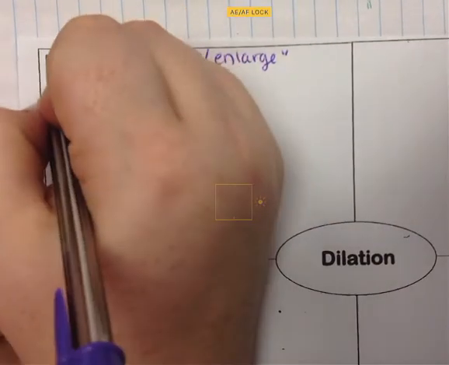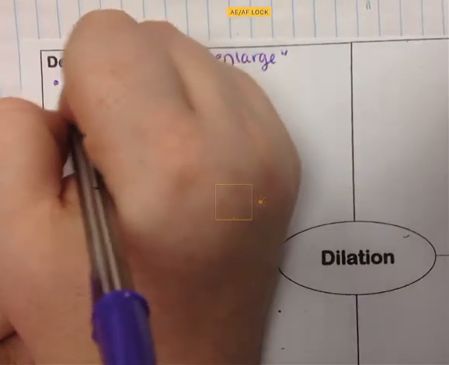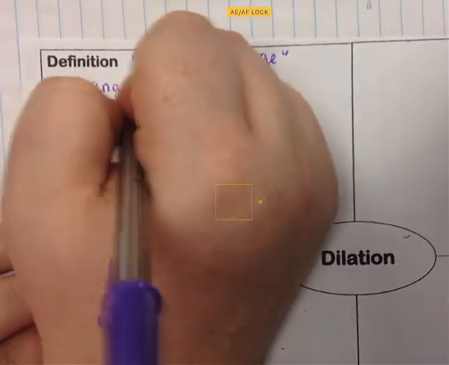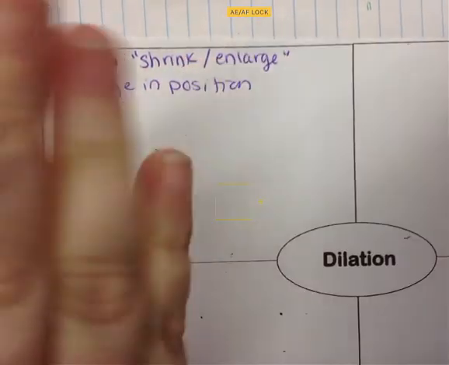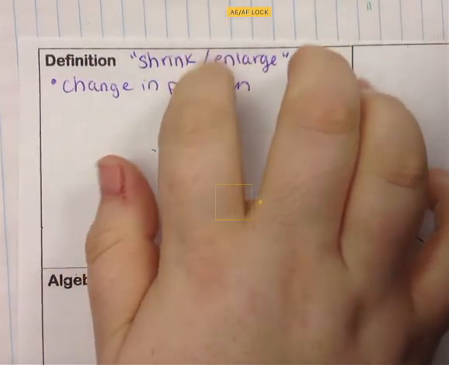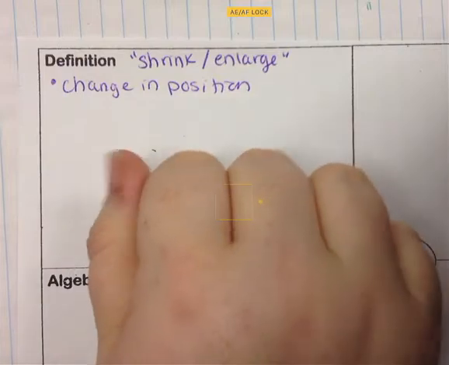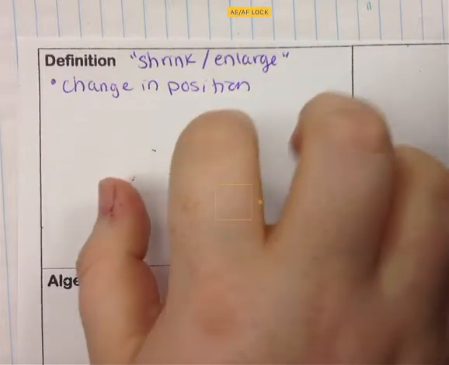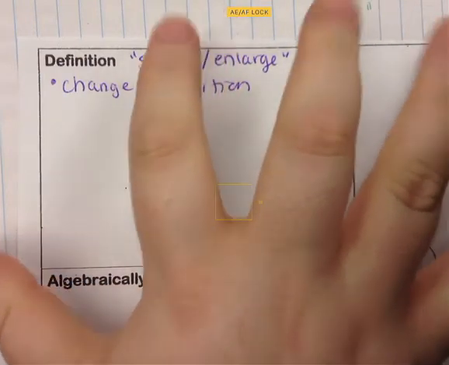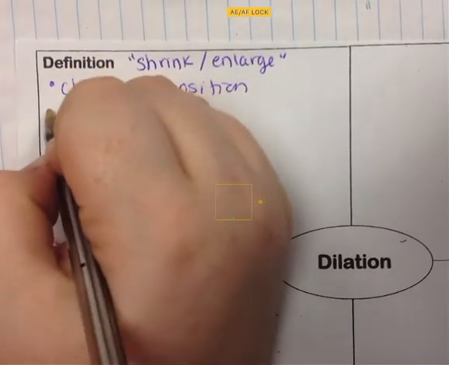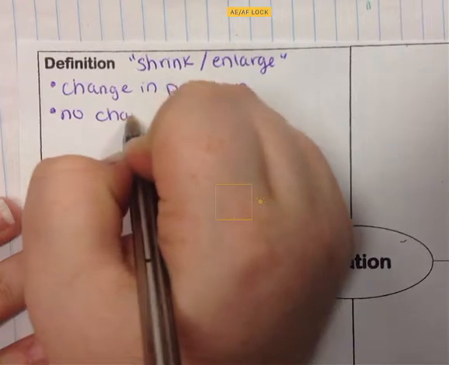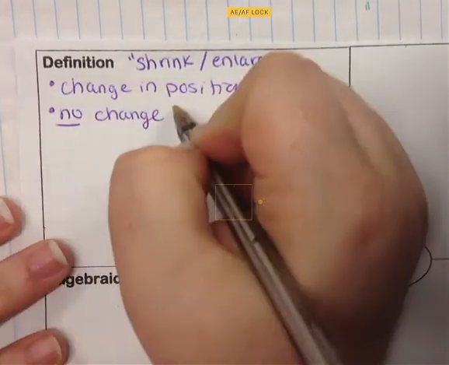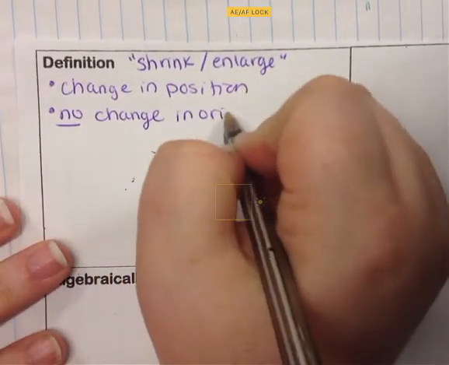When you dilate, there is a change in position. Because as it changes, part of it could get smaller or it could get bigger. So part of it actually does move. It will move. But there is no change in orientation.